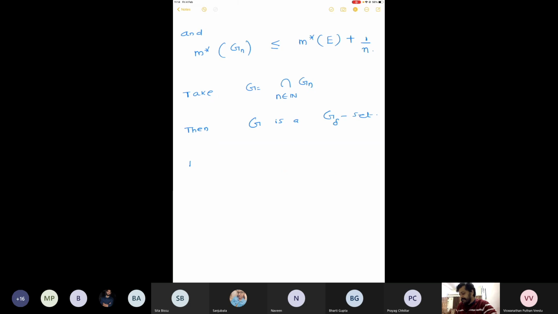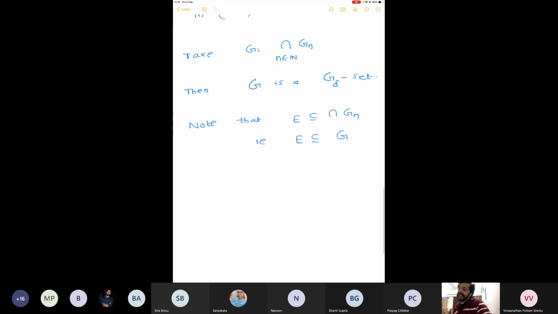Note that E is contained in the intersection of Gn. That is, E is contained in G. Therefore, one part is clear. M star E is less than or equal to M star G, clear from monotonicity. Therefore, M star of E, by monotonicity of Lebesgue outer measure, is less than or equal to M star of G.